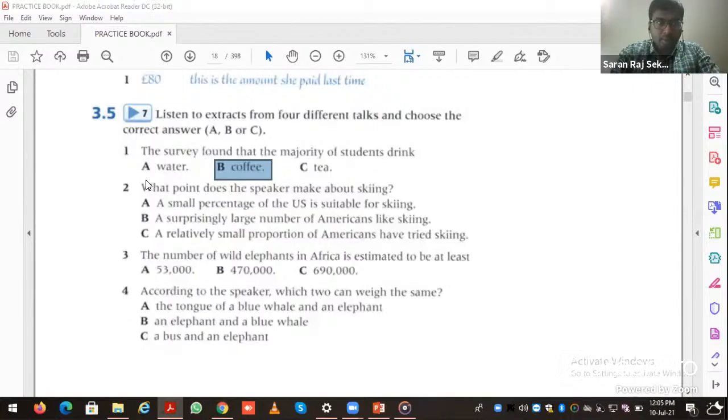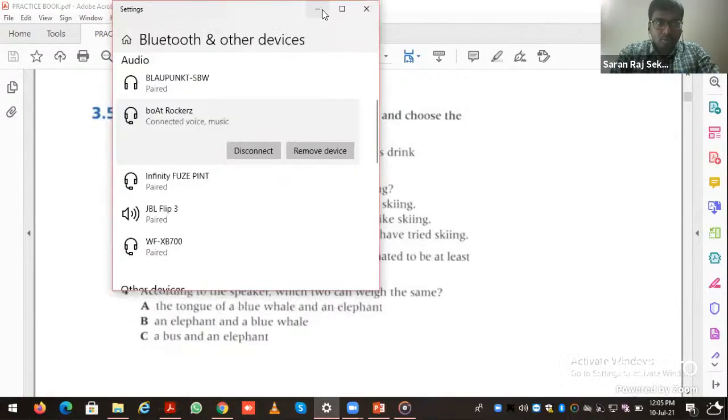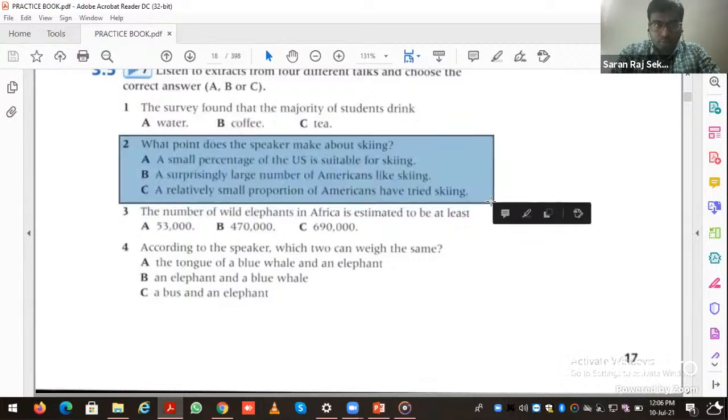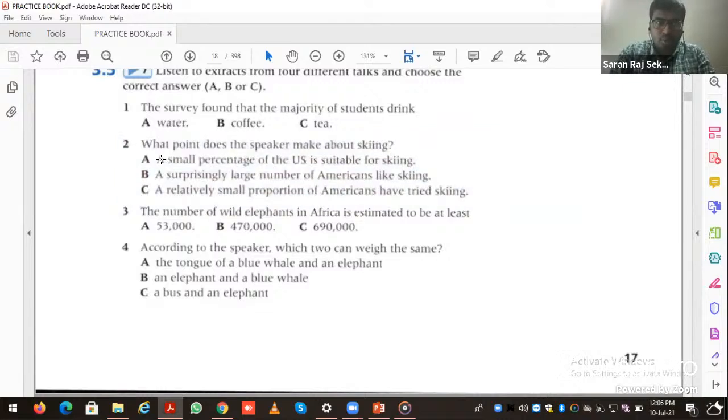Okay, so now let me explain the second, third, and the fourth question. I'll be playing continuously. When you look at the second question here, the options are lengthier, and if you keep looking at your options while playing the audio, you may miss the information. So what we have to do is mark the keywords in the options. For example, as I said, we have to ignore the common things, I mean the common words.